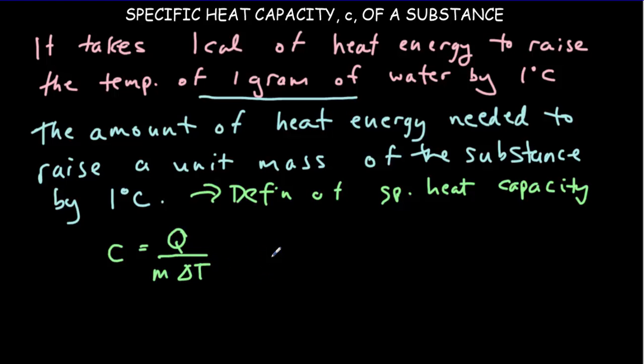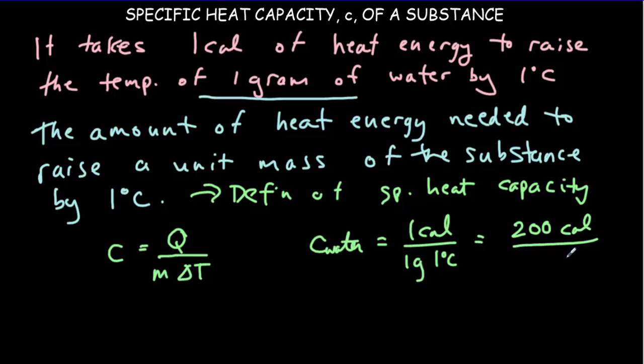To see how that works, in our first example for c of water, it took 1 calorie to raise 1 gram by 1 degree Celsius. So we get an answer there for the specific heat capacity of water of 1. In our second example, we used 200 calories to raise 2 grams by 100 degrees Celsius. So we end up with that same basic ratio, the same value for the specific heat capacity of water, 1 calorie per gram degrees Celsius.